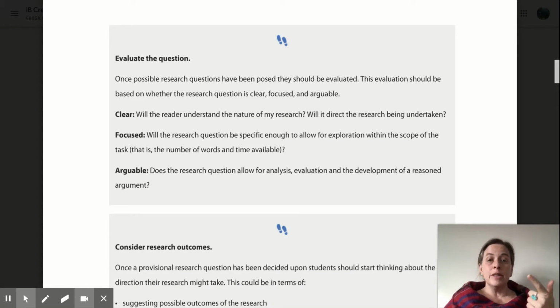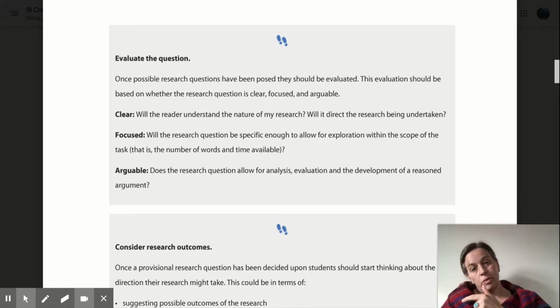Is it focused? Is it too vague? Would it require writing an entire book? Or is it too specific and it only would require a 3-page paper? You don't want to be stuck too far, too specific, too vague, but somewhere nice in the sweet spot of the middle of that. Is the question arguable?